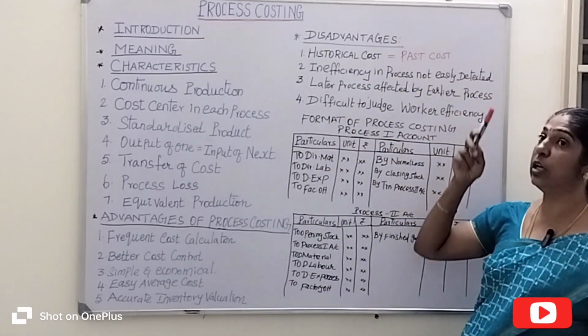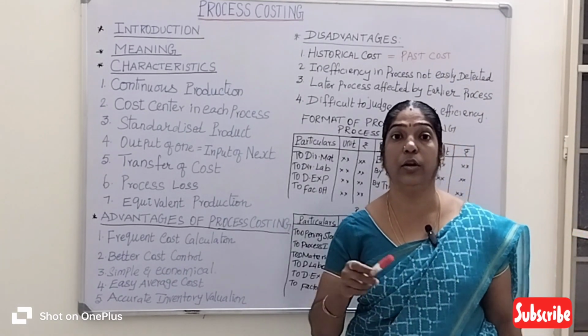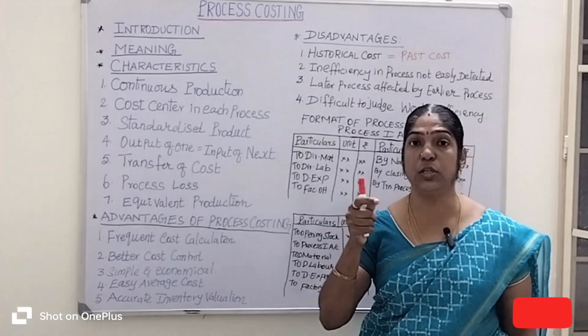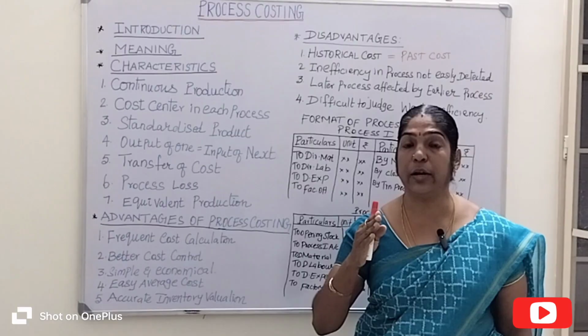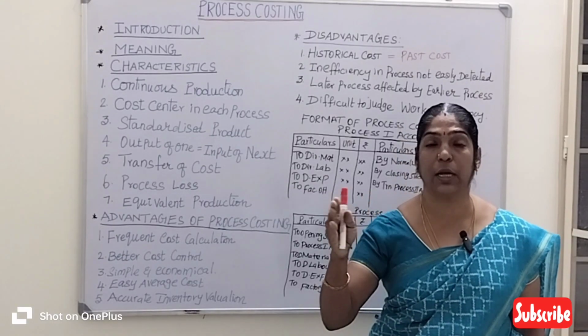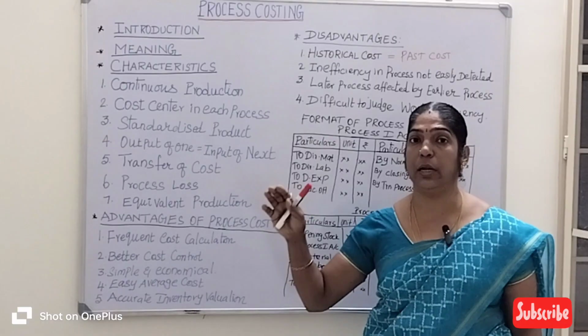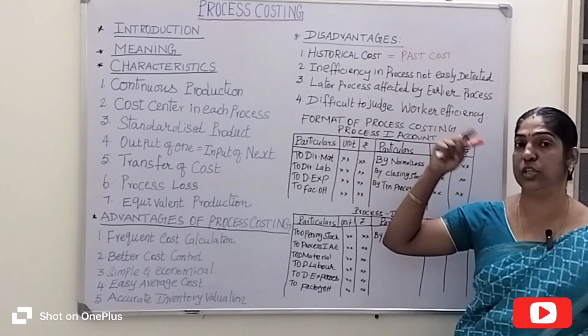Inefficiency in the process is not easily detected. In process costing, there is continuous production, so we cannot easily find out which worker is inefficient. They only calculate the cost. Each and every process calculates only accumulated cost. It is very difficult to find the inefficient worker.